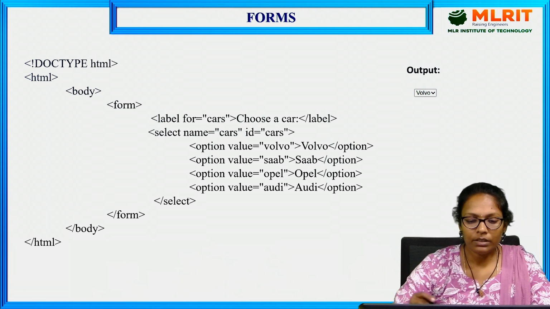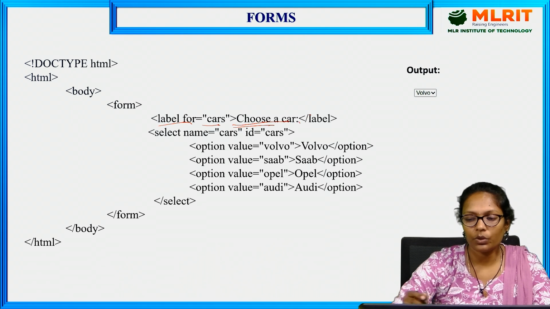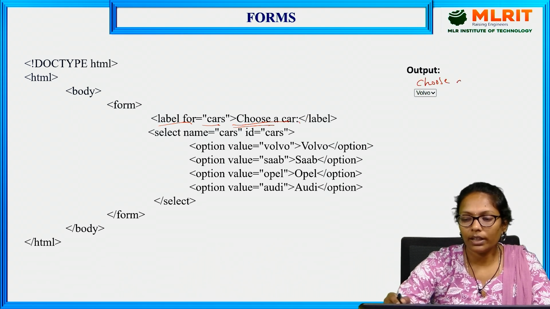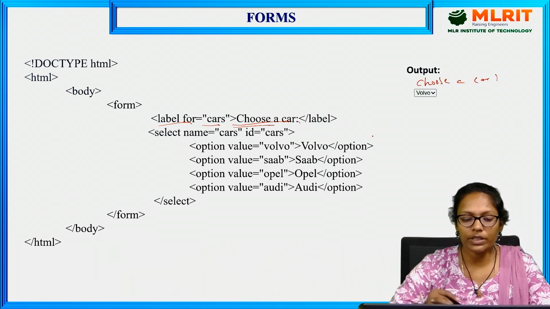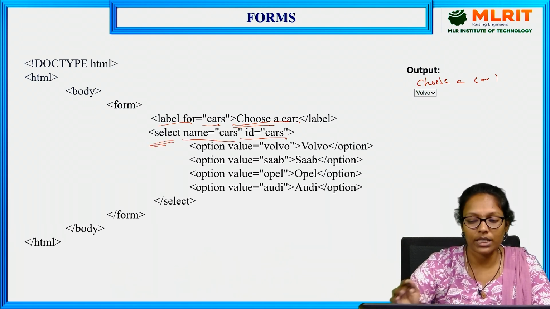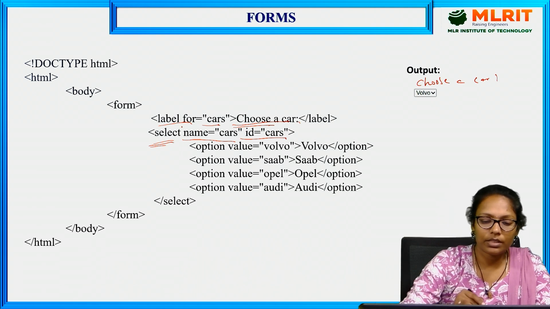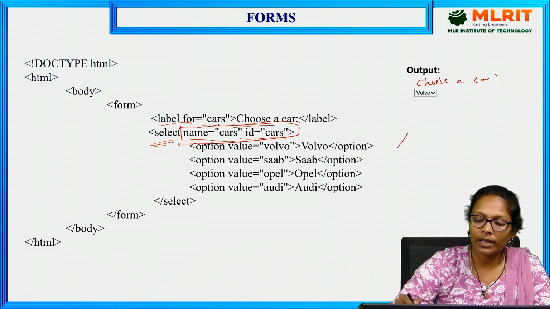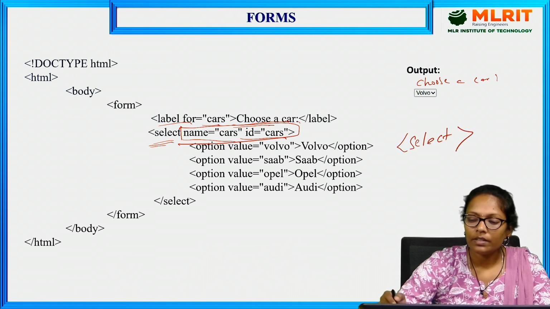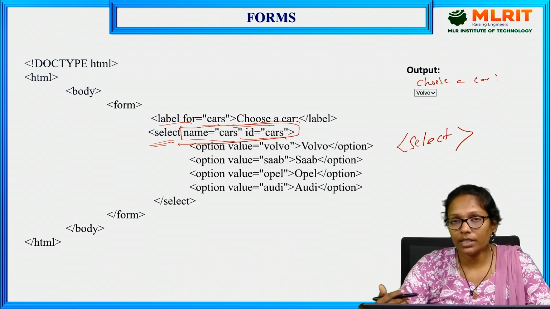So this is an example, the same program, label for cars. So what is the label you are giving? Choose a car. So you will get a message called choose a car. And after that, you're creating a select tag. So select name is equal to cars, ID is equal to cars. If you are not interacting with that, this is not mandatory. The attributes are not mandatory. You can directly write the select tag. But name is for understanding purposes. So by seeing those names, you can tell, okay, this drop down list is for different cars, something like that.